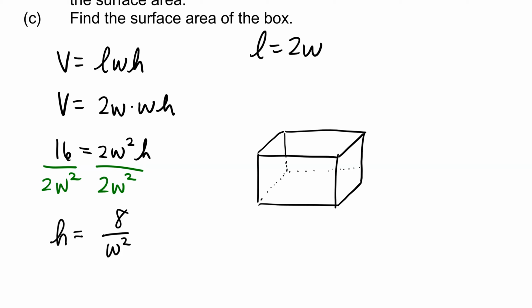Because I need height in terms of width. I need length in terms of width. That way, I can go through. This is my width. This is my length, it's 2w. And then my height is literally going to be 8 over w squared. So I have my width, my length, and my height. All 3 dimensions are in terms of w. They're all in terms of a single variable. Rad. Okay.